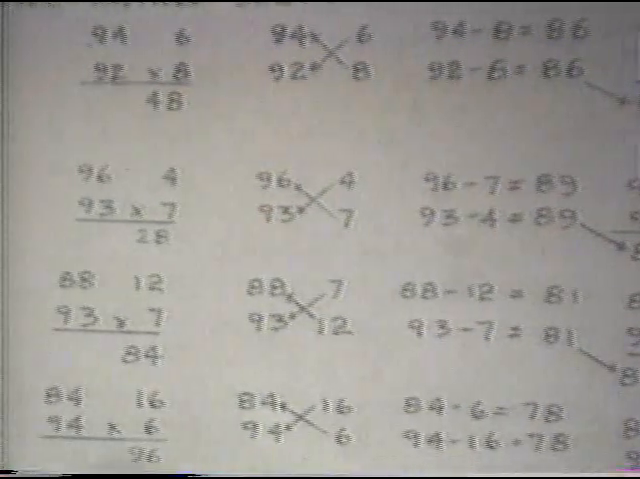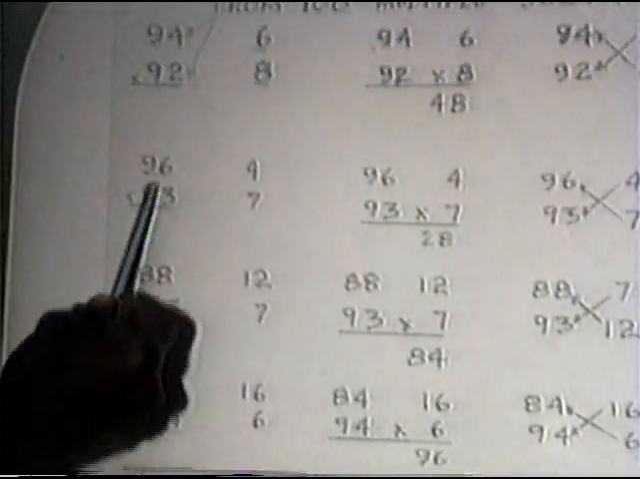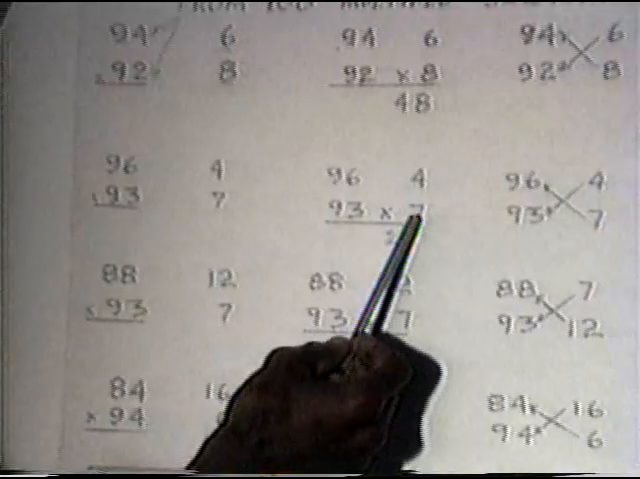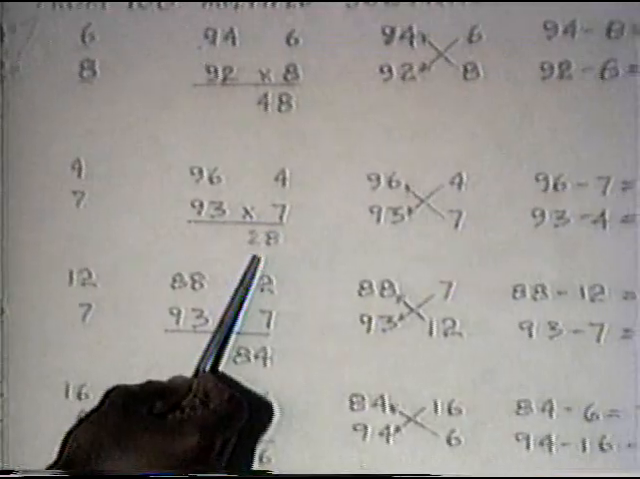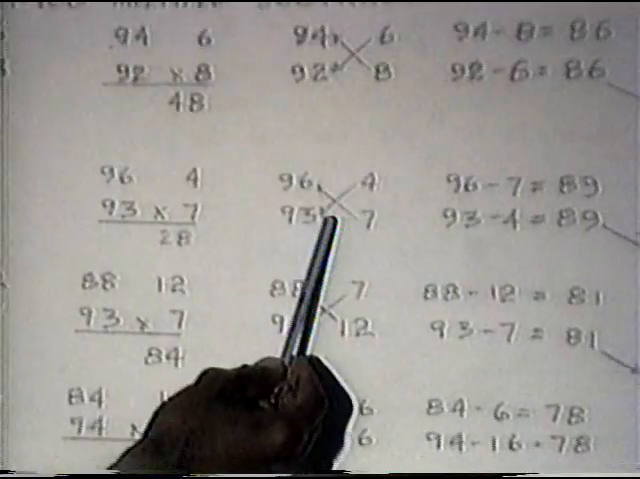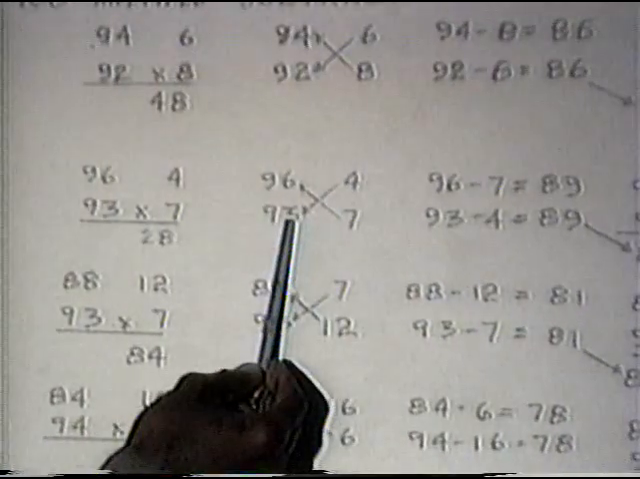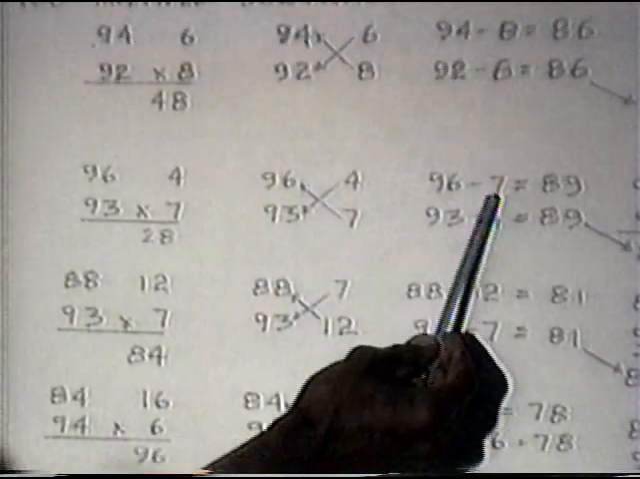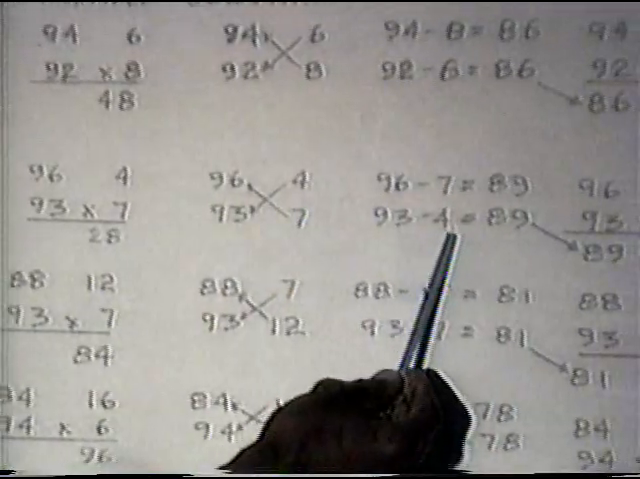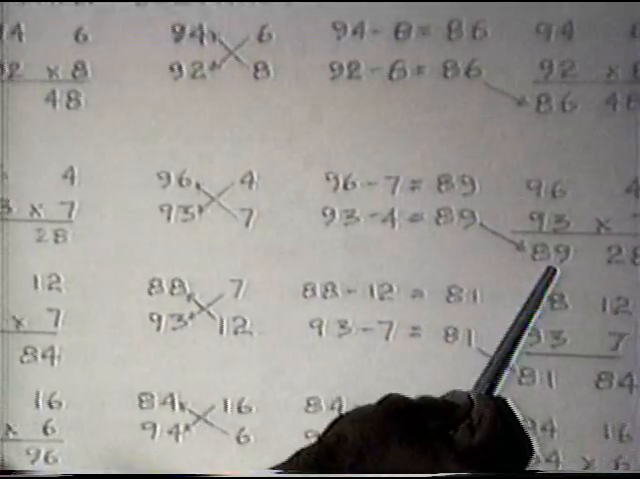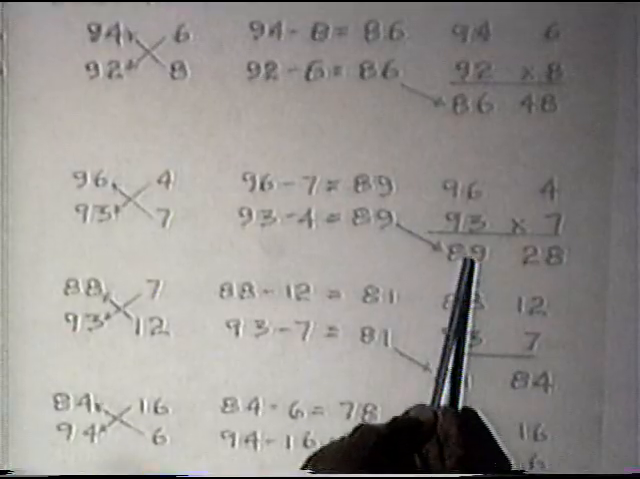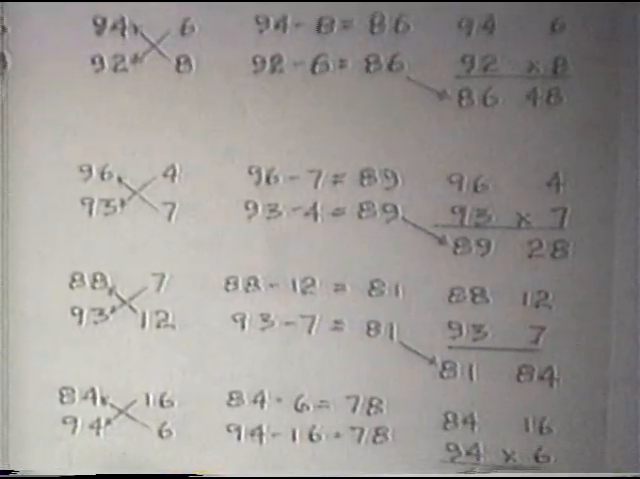The problem is 93 times 96. How far is 96 from 100? 4. How far is 93 from 100? 7. 7 times 4, we multiply those numbers. 7 times 4 is 28. Then, the third step again, we cross subtract: 4 from 93 and 7 from 96. 7 from 96 is 89. 4 from 93 is 89. We bring down the 89. 7 times 4 was 28. The answer is 8,928.